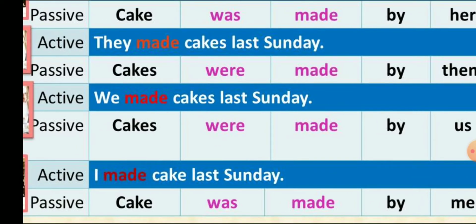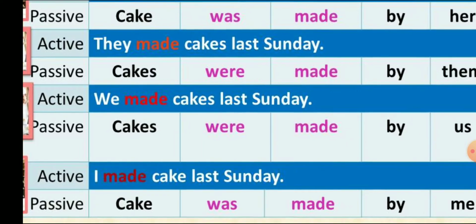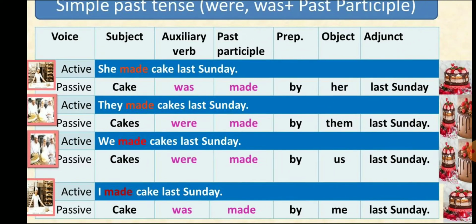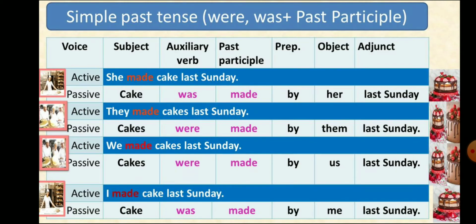I made cake last Sunday. Here subject is I and cake is object. Now interchange the subject and object. So cake was made by me. The objective case of I is me. So cake was made by me last Sunday. So I hope you might have understood how to change from active to passive for simple past tense.